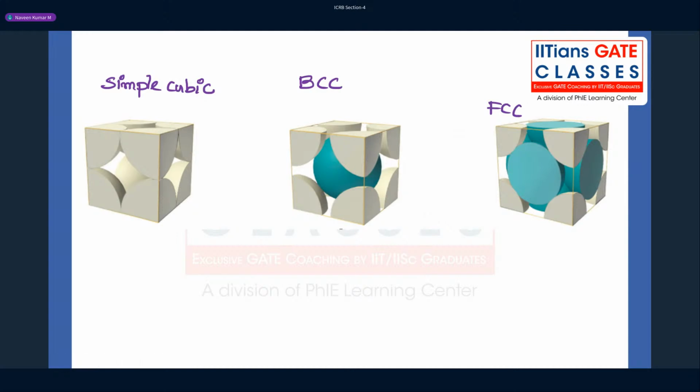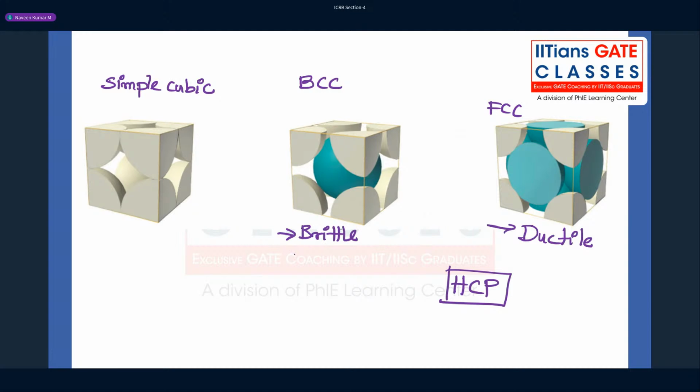I did not show the HCP. HCP is hexagonal close packing. So for BCC, what are the different materials that we have? You have to remember, BCC are generally brittle in nature, and FCC are generally ductile in nature because of its structure. HCP is some different material, close packing.